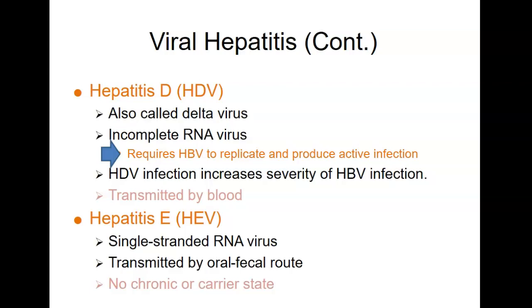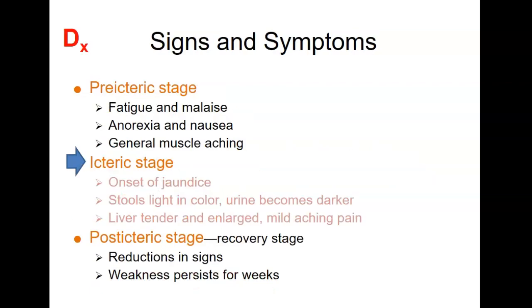Hepatitis E is not fully understood. It's a lot less common. It's not chronic. There's no carrier state, so it is self-limiting and a patient does heal, but it's pretty idiopathic. It is virally transmitted person to person, but it's a lot less common and we just don't know as much medically about it. All right, so those are the viral types. Now let's talk about signs and symptoms, diagnosis, and treatment.